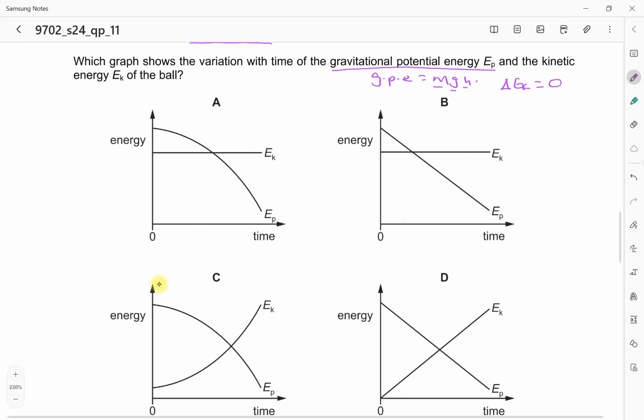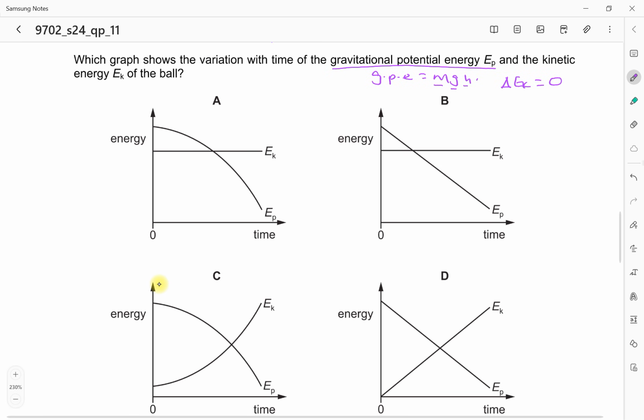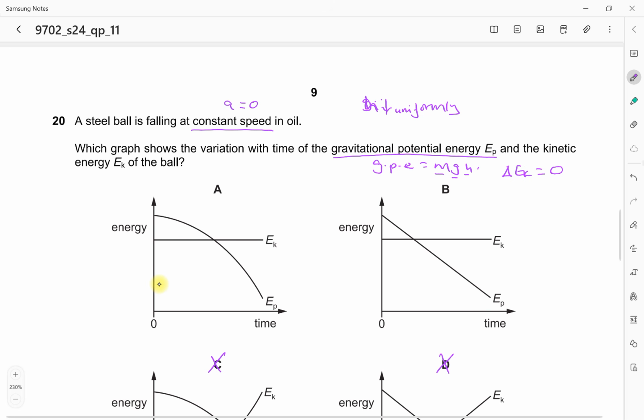So we begin with the kinetic energy. It should be a horizontal line, which means C and D are wrong. Then we look at A and B for gravitational potential energy. Because the speed is constant, it means h is decreasing uniformly. So the gravitational potential energy decreases uniformly in equal time intervals. So that means it should be a straight line, making the answer B.